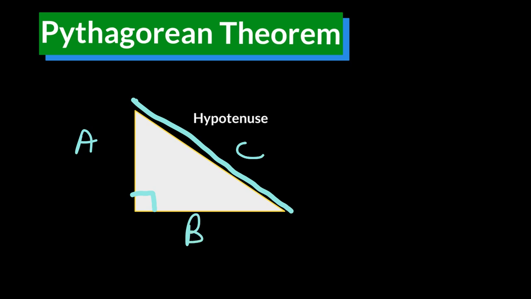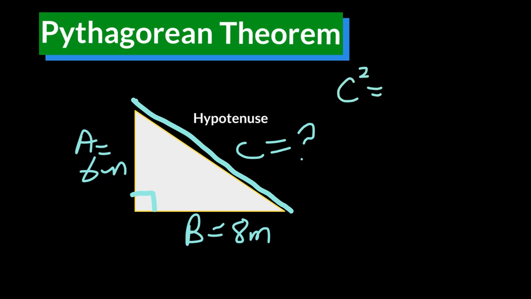So let's say side A equals 6 meters, and side B is equal to 8 meters. And what we want to find is the length of this side, the hypotenuse, side C. And to do that, we're going to use the Pythagorean theorem. And the Pythagorean theorem says that c squared is equal to a squared plus b squared.